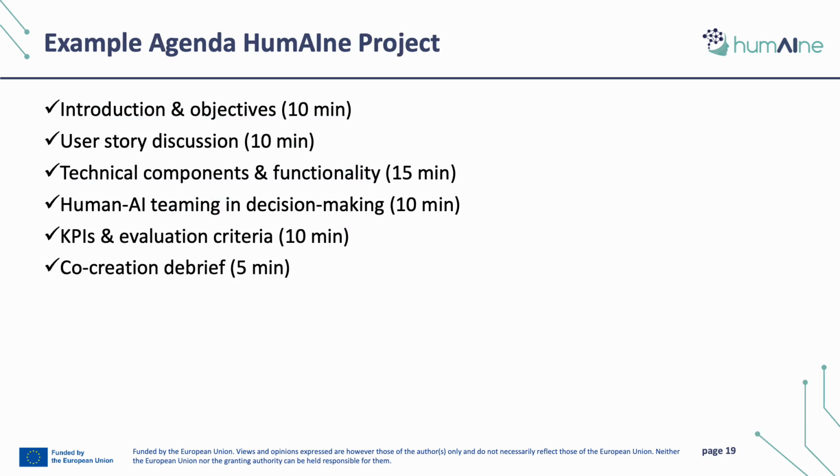In this example from the early co-creation work in the HumAIne project, the session started with a short introduction by a main pilot partner, setting out objectives of the use case, the key decisions, and initial user stories. The group then refined those user stories, before moving into a longer discussion on the technical components needed. Next came a focused exchange on human-AI teaming, followed by a discussion of KPIs and success factors. Finally, the session closed with a brief debrief to capture insights and next steps.